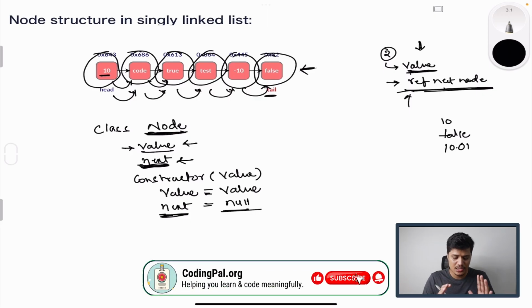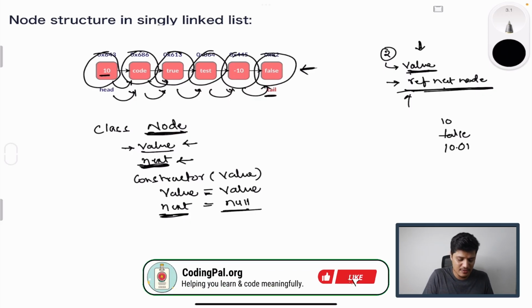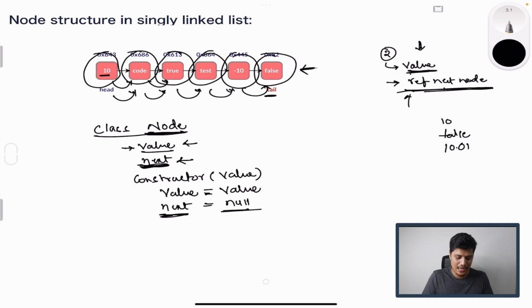Okay, so the only thing that we have to worry about here is that we will define a class. In this class we have two variables, one is value and the other is next, and to add the value into the node object we added one constructor which takes the value and simply assigns that value to whatever value variable that we have. Okay, so that is the structure of the singly linked list node class.